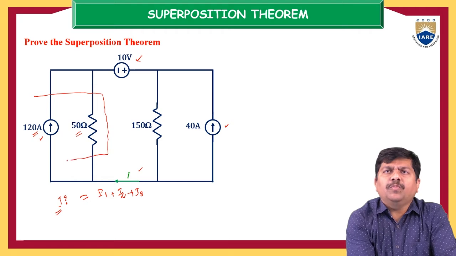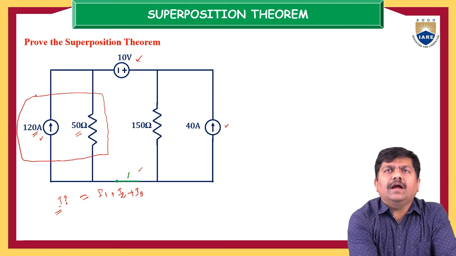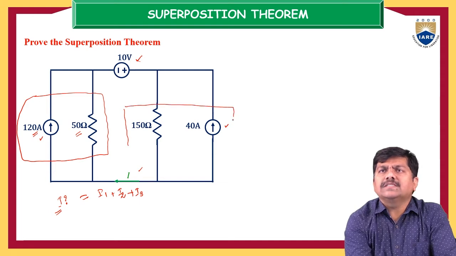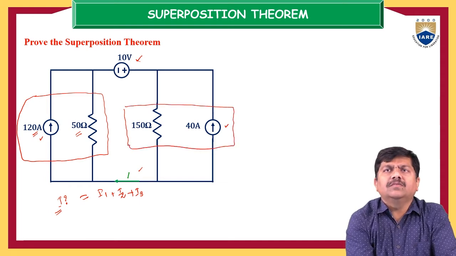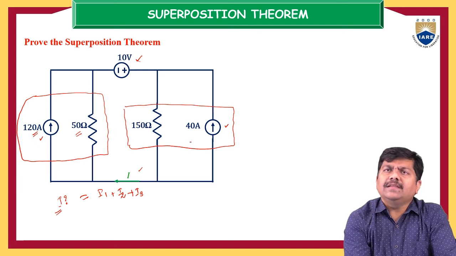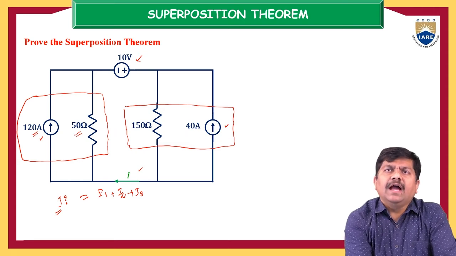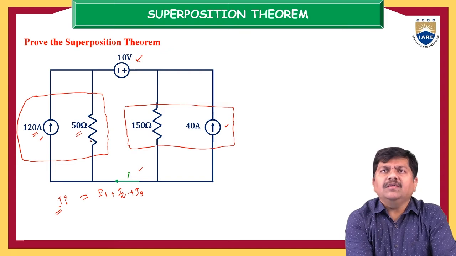This is the one loop here. And similarly, this is another section, 120 ohm, and this is a 40 amps current source. So this is one loop and this is another one. In this one, the 120 ohm resistor is connected in parallel to the 40 amps source. And in the first one, the 120 amps current source is connected in parallel to the 50 ohm.